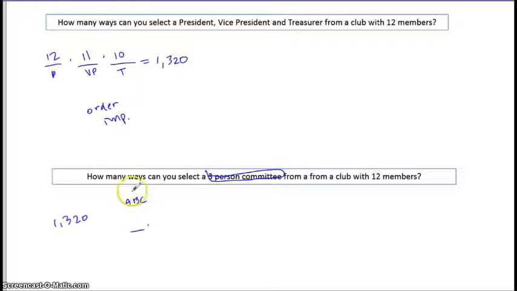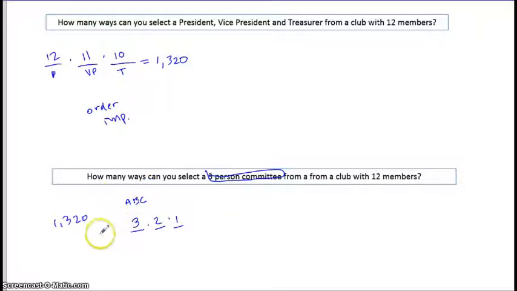If I want to reorder these 3 people, there's going to be 3 that could have been in the first position: A, B, or C. Once I've picked one of those, there are 2 left, and then there's 1 remaining. So in this particular problem, there's 6 different ways that A, B, and C could have shown up. It would have been ABC, ACB, BAC, CAB, CBA, and then there's one other one.